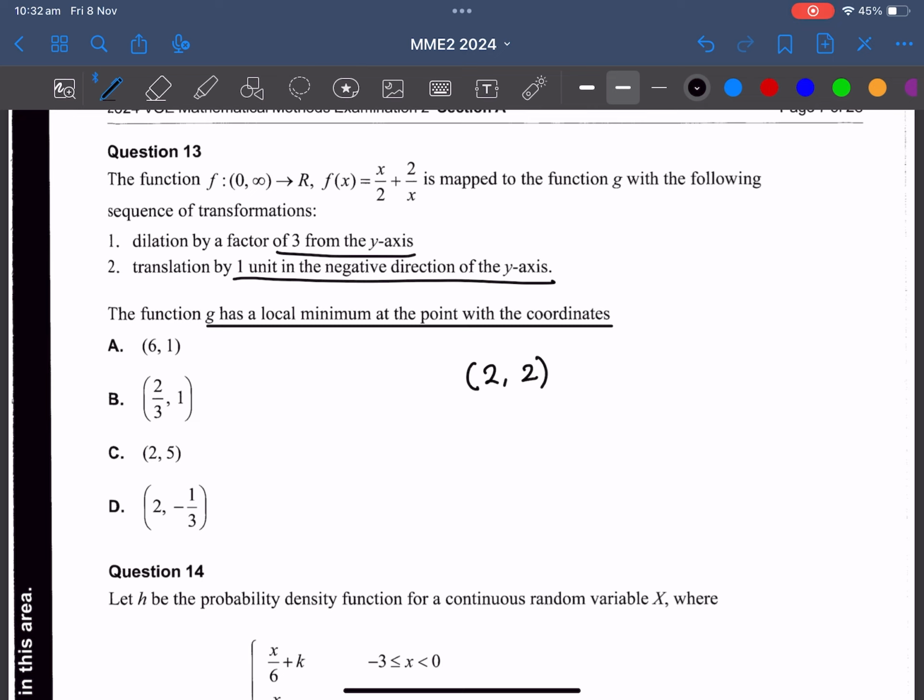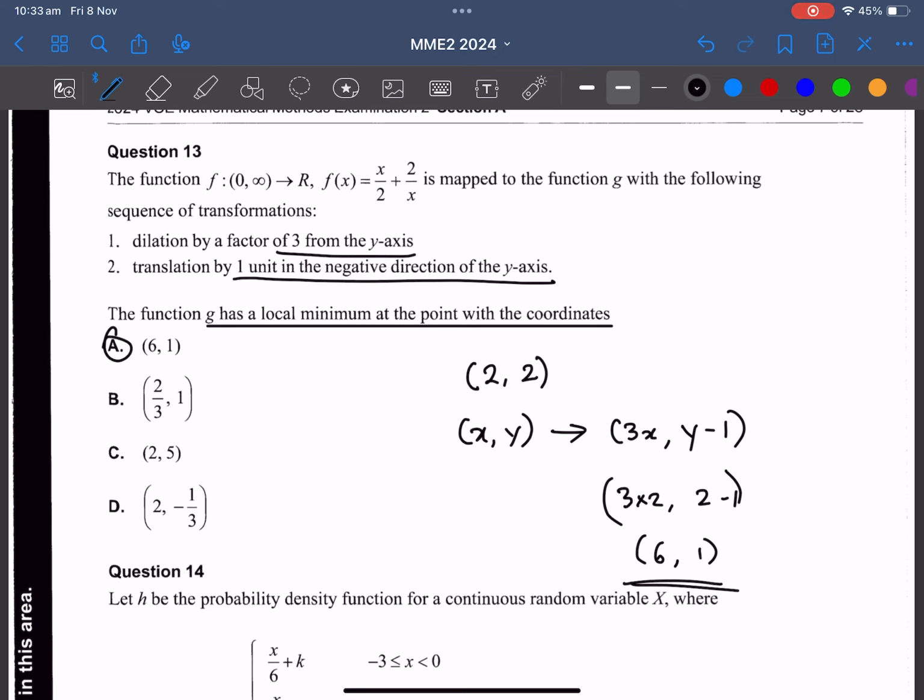So supposing that we have x and y coordinates, we have to first dilate by a factor of 3 from the y-axis. So this will become 3x, and then we have to translate 1 unit down, so y minus 1. So our final coordinates would be just substitute x and y with 2 and 2. So we'll get 3 times 2 and 2 minus 1. So 6 and 1 here is what I think the answer should be. Okay, cool.